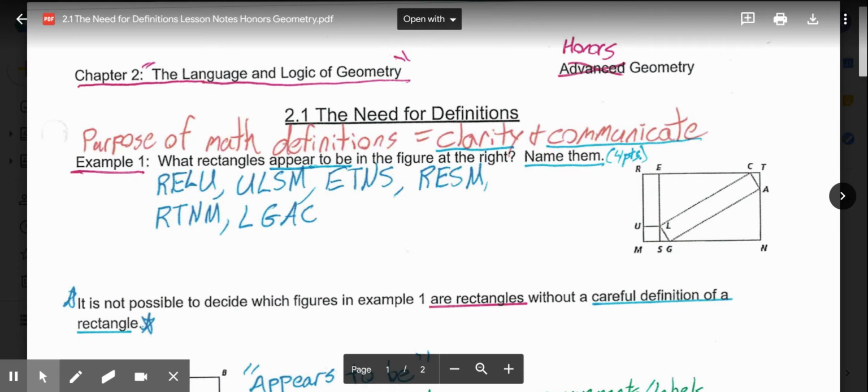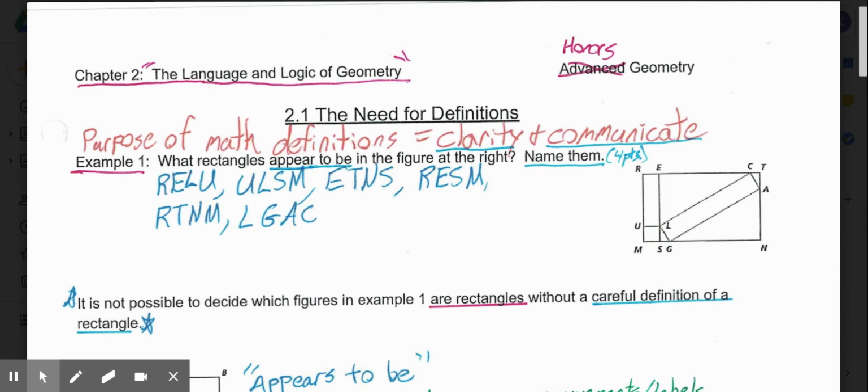An example of that would be this question: what rectangles appear to be, and a key phrasing here is "appear to be," which we'll explore in a little bit. So which rectangles appear to be in the figure at the right? Name them. And remember, we name any polygon by its vertices or corners, and you just have to name them in order of the 4 points. So we name them using the 4 points in any order going around the figure, in this case rectangles.